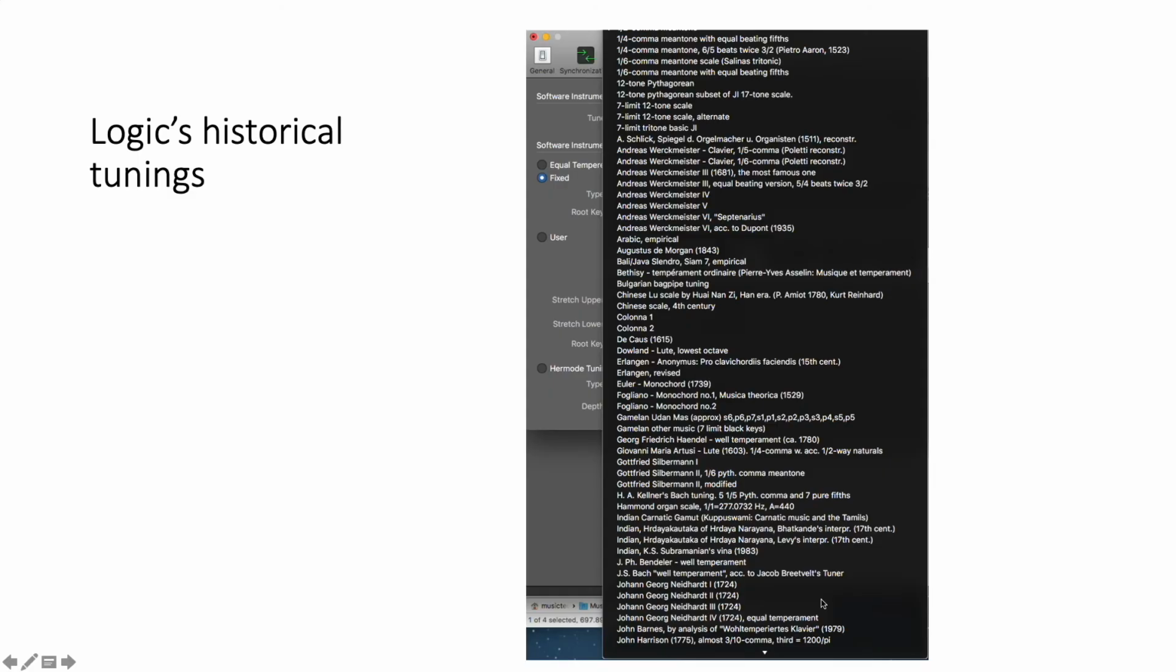Here's a list of Logic's historical tunings. And in the last example, we'll compare a piece by Purcell with a piece by Schubert. The Purcell is completely diatonic. The Schubert has applied dominants.